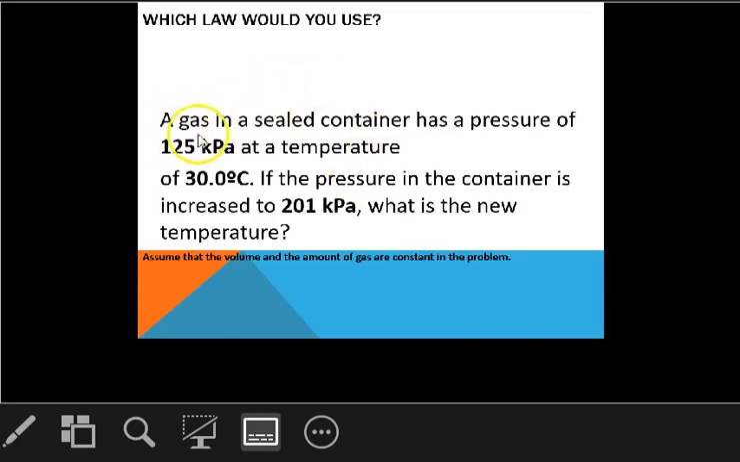All right, so I've got a gas in a sealed container with a pressure of 125 kilopascals at a temperature of 30 degrees Celsius. If the pressure in the container increases, it's not constant. I read container as constant. If the pressure in the container is increased to 201, so you see you have a change in condition, what's the new temperature? A change in condition means it's one of the gas laws. You can use the combined gas law to solve, or, because it only has pressure and temperature, a Gay-Lussac problem.